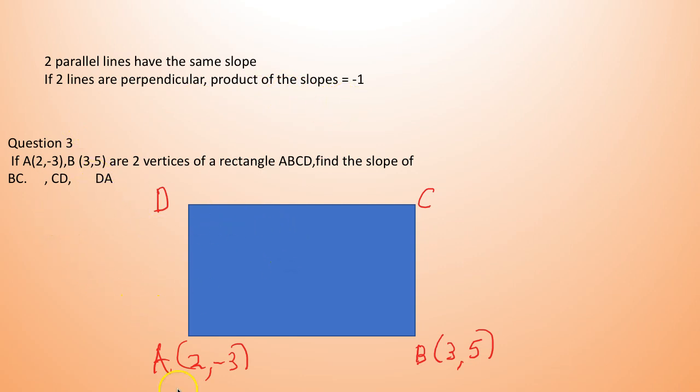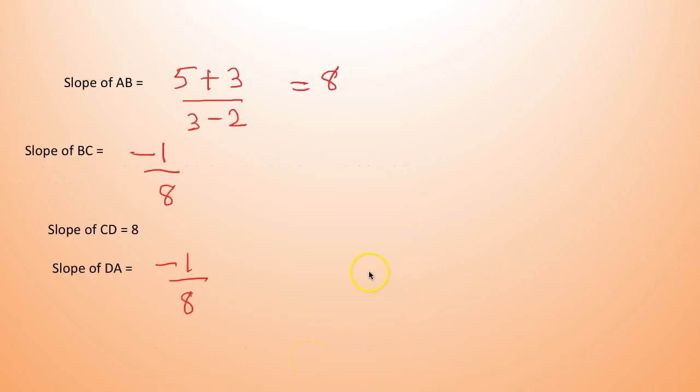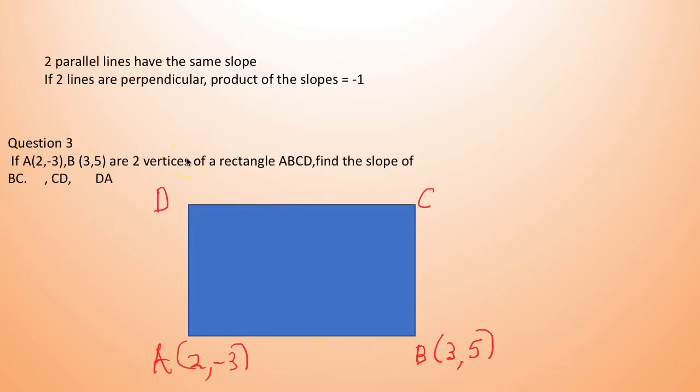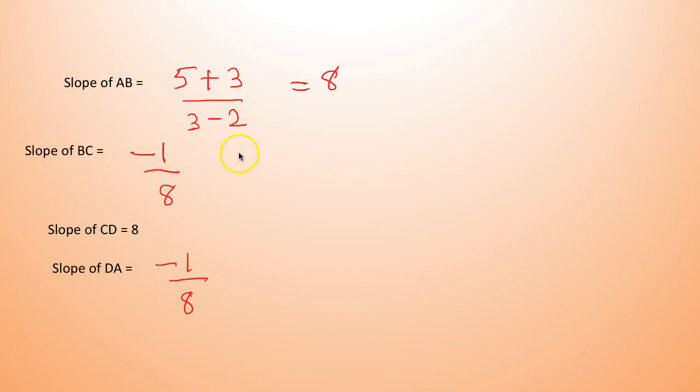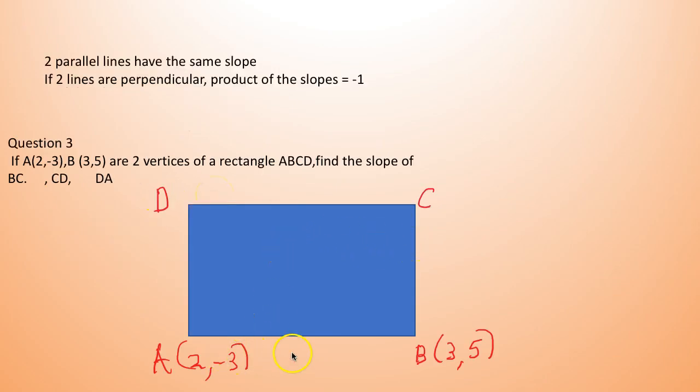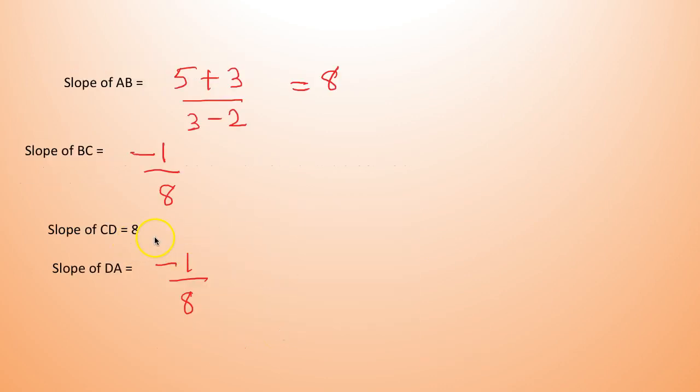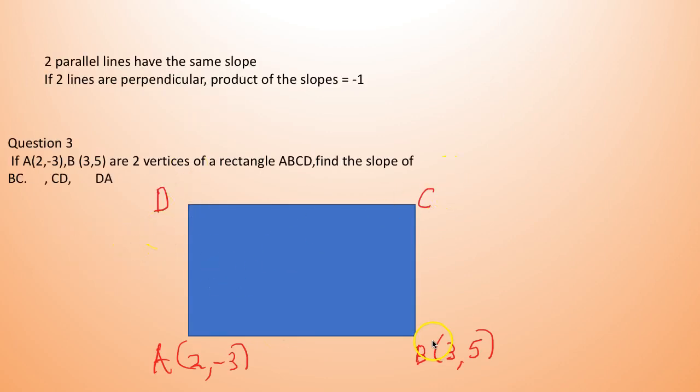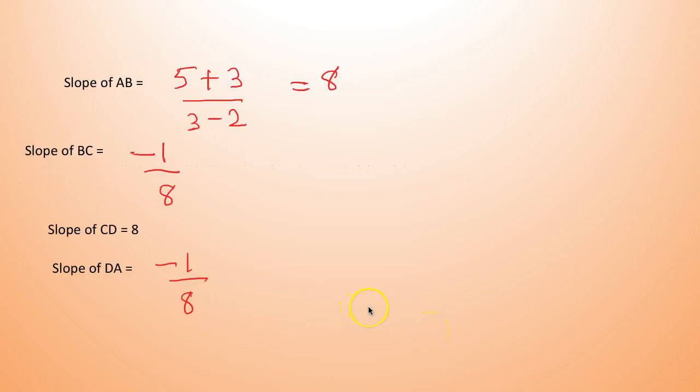So coming to this, given a problem, if A(2, minus 3), B(3, 5) are two vertices of a rectangle ABCD, find the slope of BC, CD and DA. Slope of AB would be 5 plus 3 by 3 minus 2, so you get 8. So slope of BC is perpendicular to AB. Slope of BC is minus 1 by 8. When two lines are perpendicular, to find the slope of the perpendicular line, take the reciprocal and put the minus sign. CD is parallel to AB. Two parallel lines have the same slope. So slope of CD is 8. DA is parallel to BC. So slope of DA is minus 1 by 8.